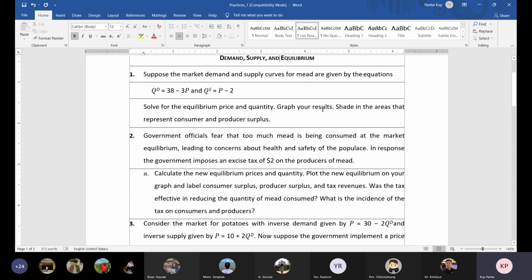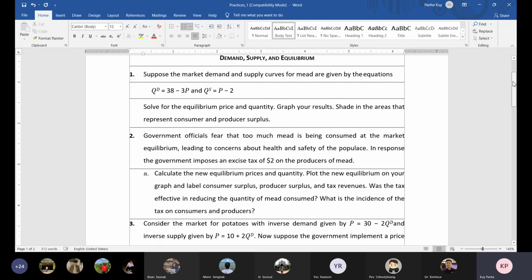The first one here, I suppose that we have the market demand and market supply curve as these equations. This is the market demand equation, and this is the market supply equation, okay? And that is my problem for you to address: the equilibrium price and quantity. Then I also ask you to graph your result, and to state the areas representing consumer surplus and producer surplus, okay?